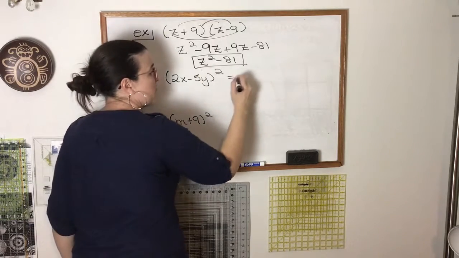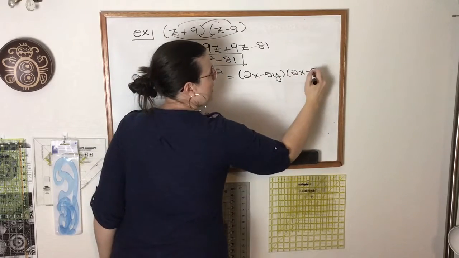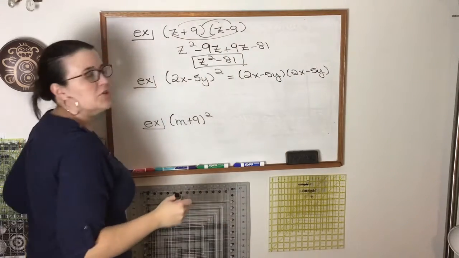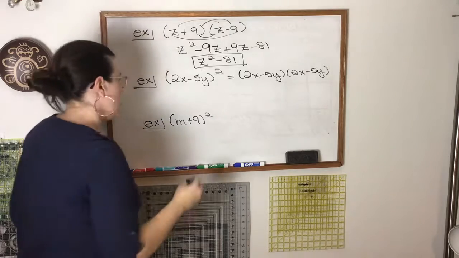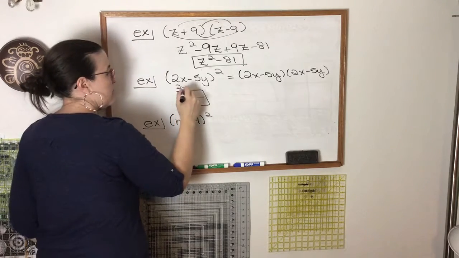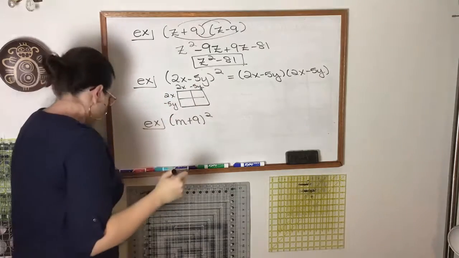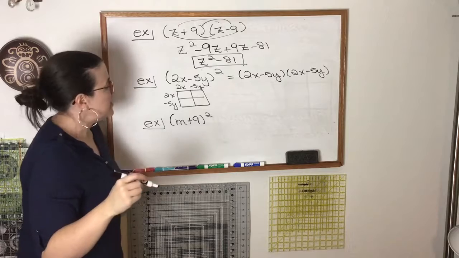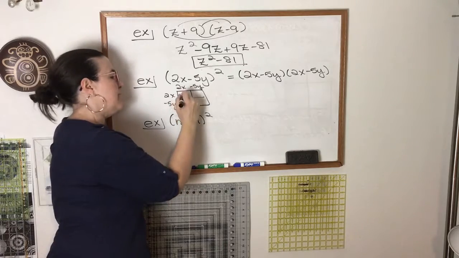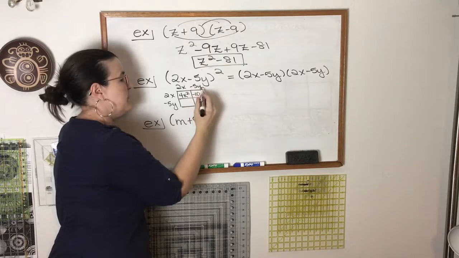Please, with this one, make sure you remember this is now 2x minus 5y times 2x minus 5y. If you distribute the squared, you will not get the full answer. I'm going to make a cute little mini square here. Let's hope that my writing will fit into it. I get 2x minus 5y times 2x minus 5y. 2x times 2x is 4x squared. 2x times negative 5y is negative 10.